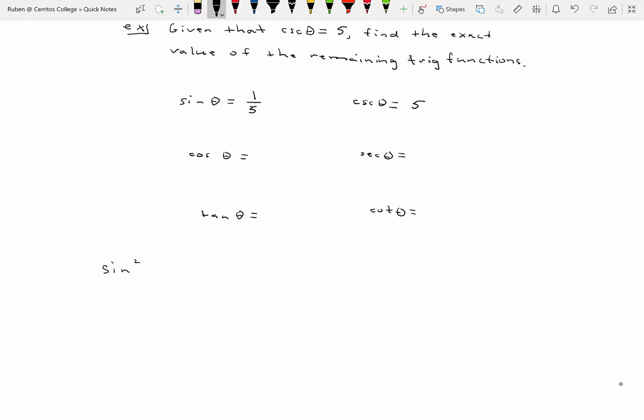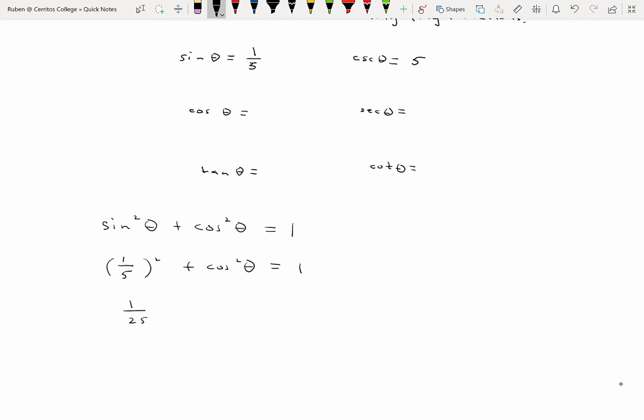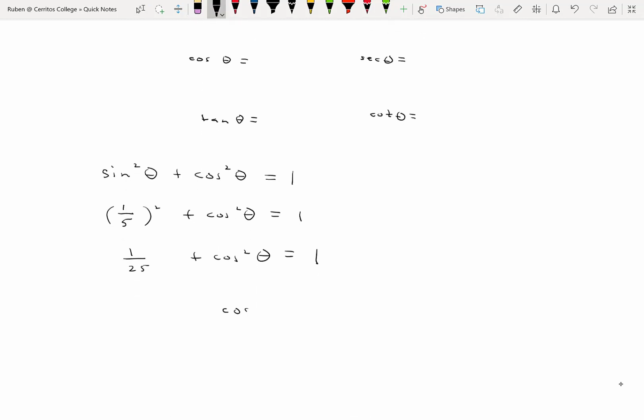I know that sine squared of theta plus cosine squared of theta has to equal 1. But I know sine of theta equals 1/5, so 1/5 squared plus cosine squared theta equals 1. Or 1/25 plus cosine squared theta equals 1. If I subtract 1/25 from both sides, what's 1 minus 1/25? Well, 1 is the same thing as 25 over 25. So 25 over 25 minus 1 over 25 is 24 over 25.